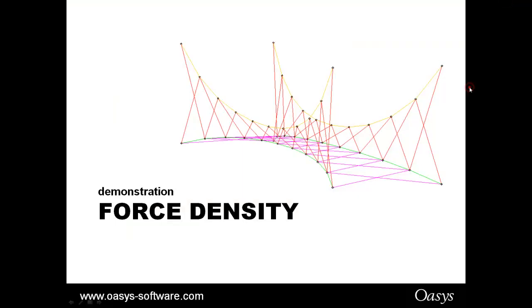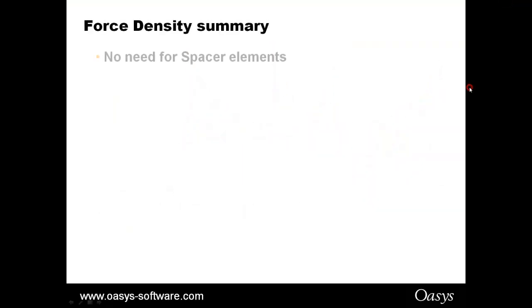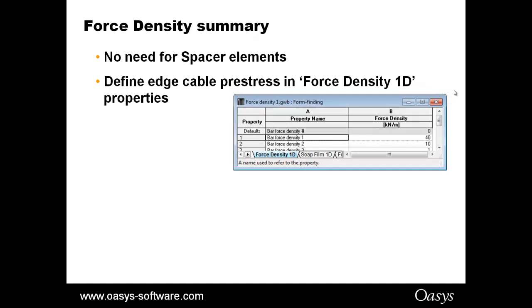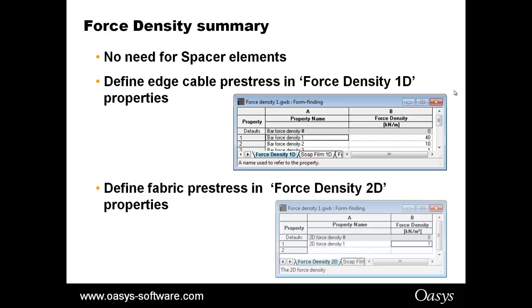Okay, so force density, quick summary of that. No spacers. Much easier than soap film in that respect. You need to define cable pre-stresses in terms of their force density, and similarly fabric pre-stress. You can use a fabric, but you only have a general force density. You don't have the 2-direction choices that you do with the soap film.